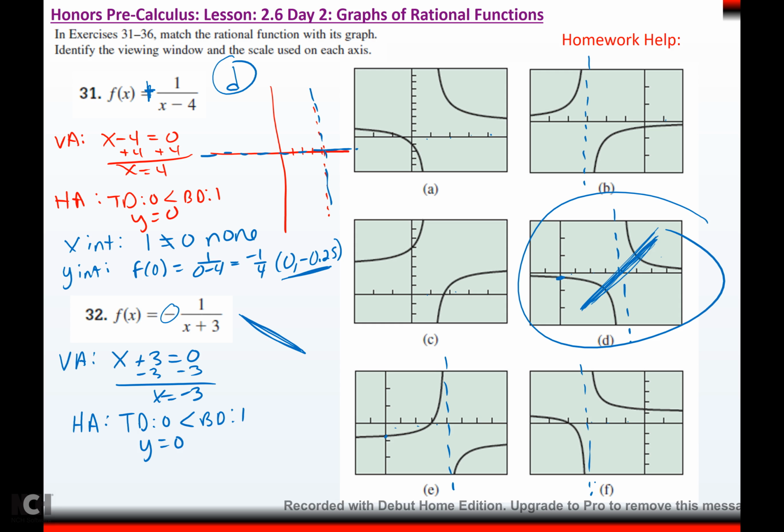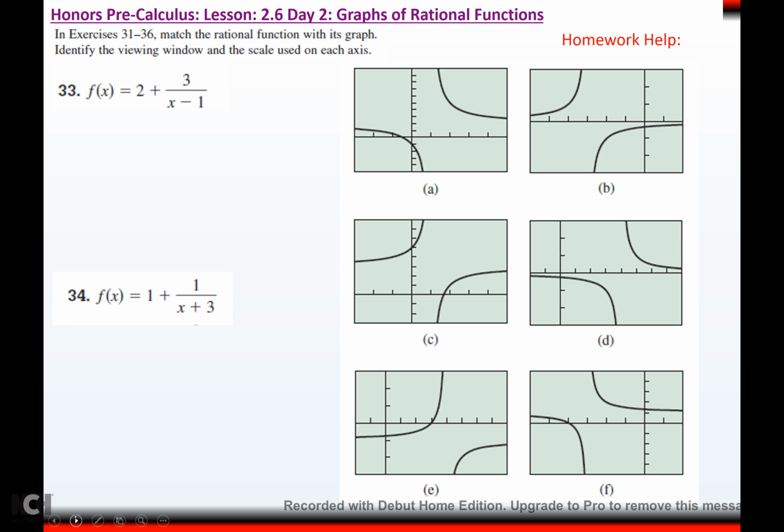I can do x-intercepts and all that stuff as well, but I noticed that this fraction is negative, so it can't be this one. This would be a positive fraction. To be negative, it's got to boomerang this way, so 32 has to be B. I could also get my y-intercept, which would be at negative 1/3, which is right there. And you can tell this one doesn't cross at negative 1/3. So it's got to be B.